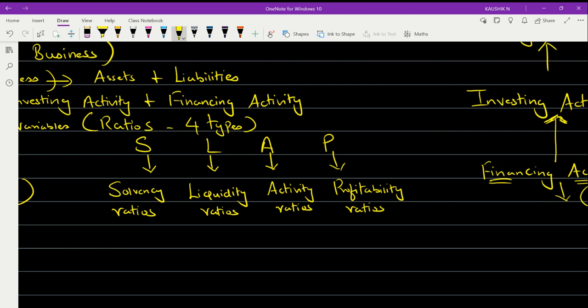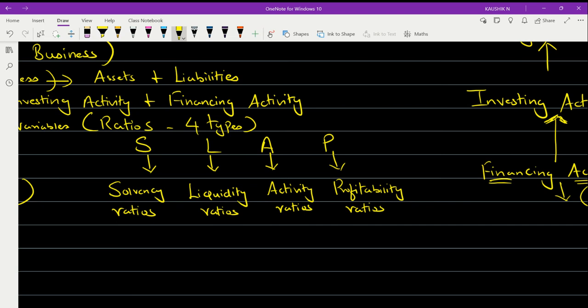So under solvency, we'll be learning what are all the ratios that come under solvency ratios. Under liquidity, what sort of ratios will be dealt with. Under activity, what will be included. Under profitability, what will be the ratios that we are going to see.